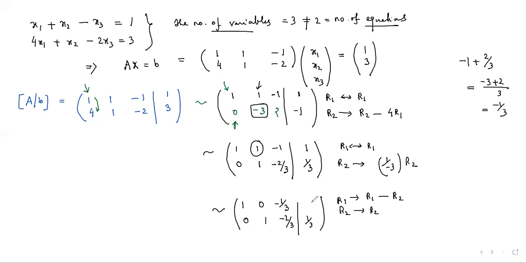Okay, I'll say once again. If I do the same thing, 1 minus 1/3 will give you 2/3. So we get 2/3 over here.